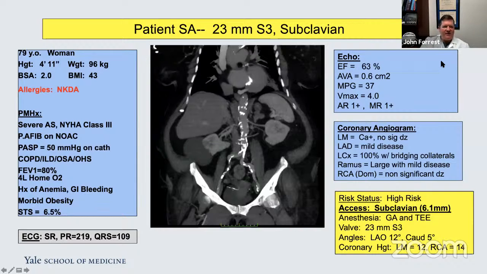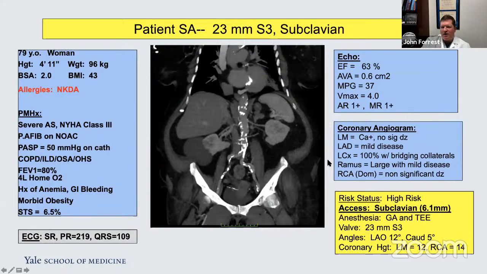And so you can see here, this is a 79-year-old woman. You can see that traditional pear shape that she has here pretty impressively. BMI is 43. She has AFib. She has some lung disease. She's on oxygen. She has a normal EF, severe aortic stenosis. You can appreciate a lot of peripheral vascular disease here.